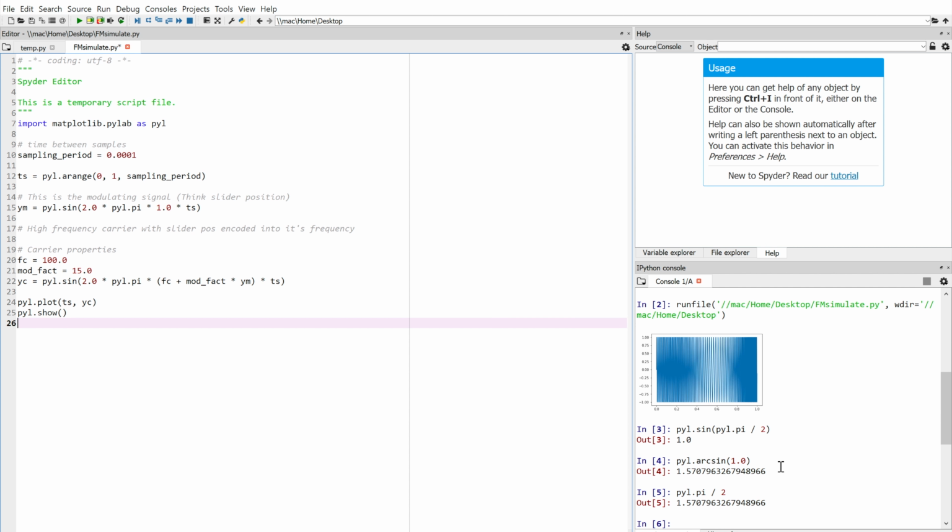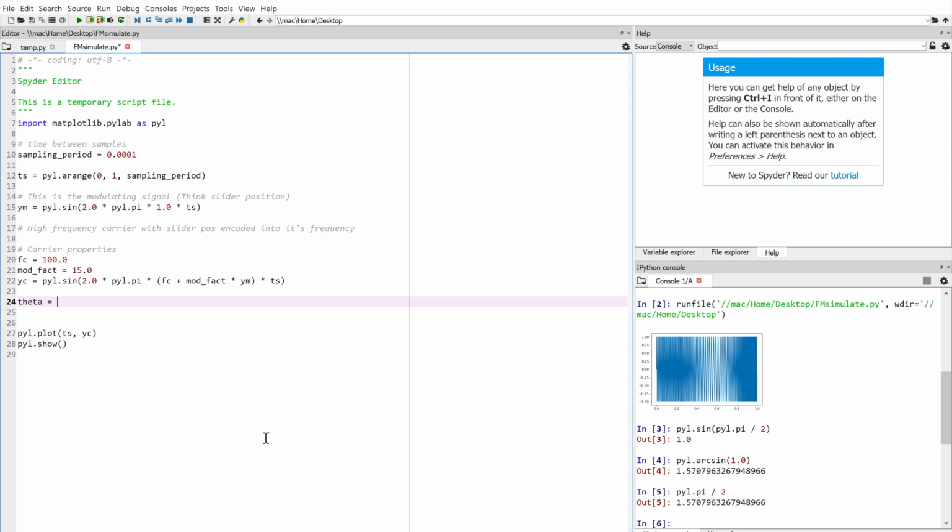Now that we have seen how arcsine reverses what the sine function does to an angle, we need to remember that this here is also an angle, or I should say, an array of angles that is indexed by TS. Knowing this, I should be able to produce an identical array of angles by feeding the signal stored in YC into the arcsine function. Let's plot it out to see what we get.